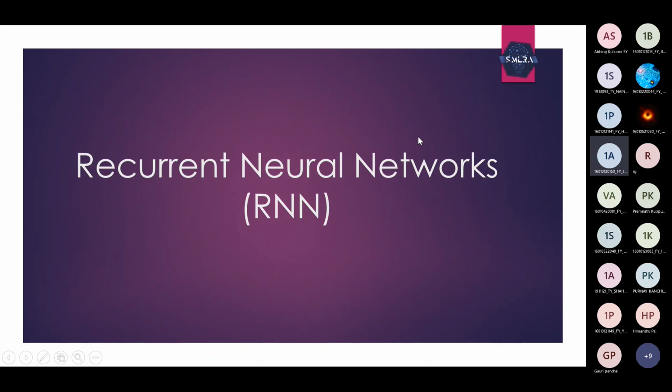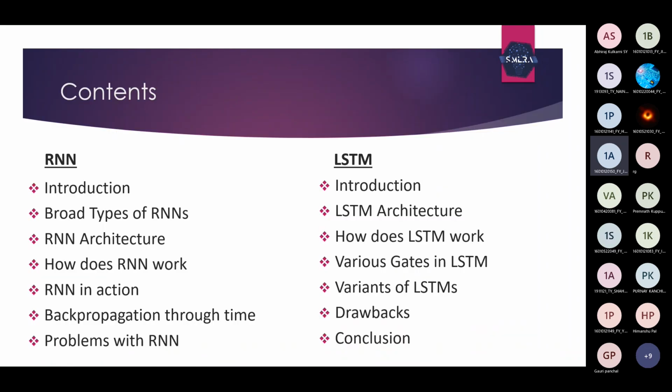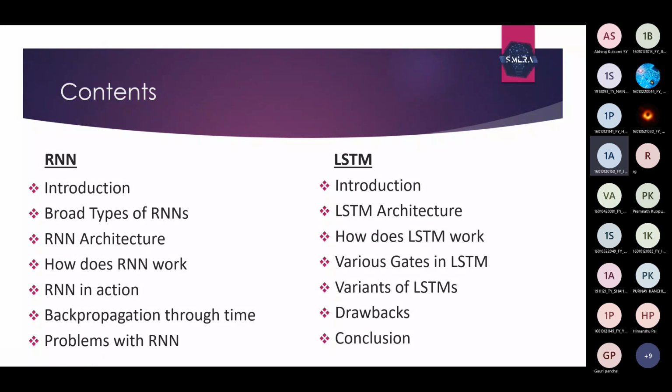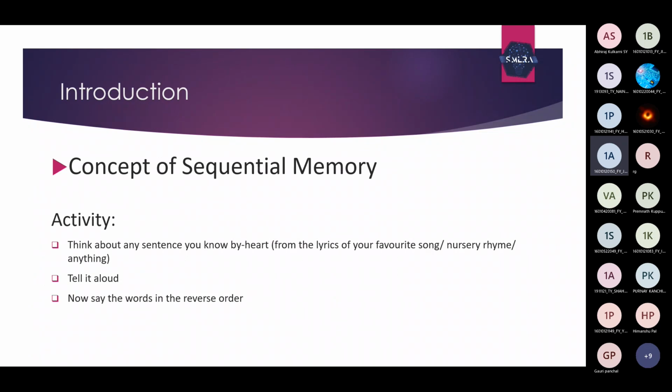All right. So RNN stands for recurrent neural networks. These are the contents which we are going to cover in this session. So first, for the introduction, let us start with an activity. Think about any sentence you know by heart. For example, the lyrics from your favorite song or a nursery rhyme, like Jack and Jill went up a hill to fetch a pail of water. Anything. Now, you can say it aloud two or three times, to understand that you know the sentence by heart.